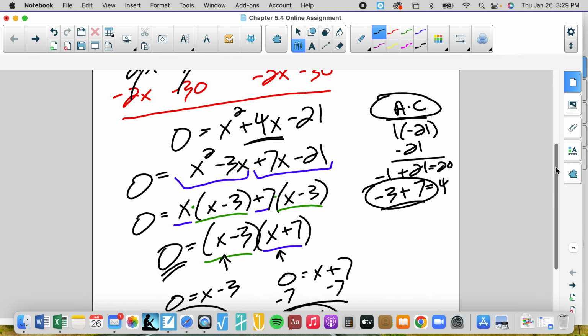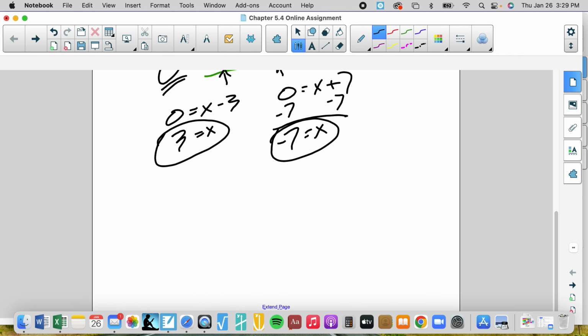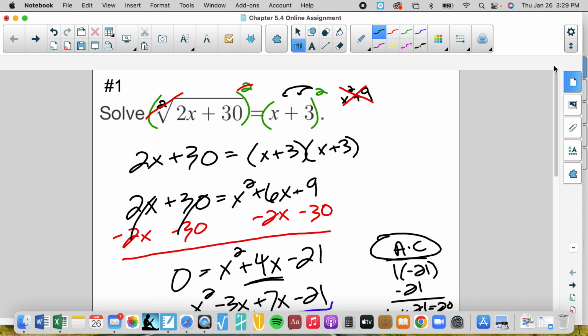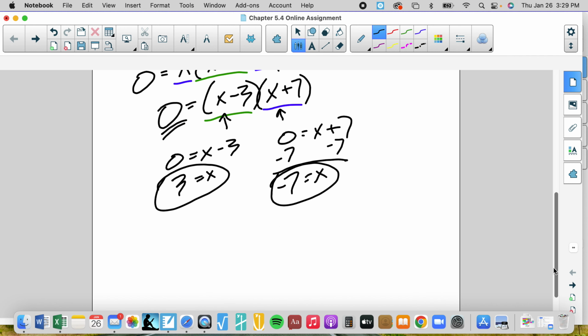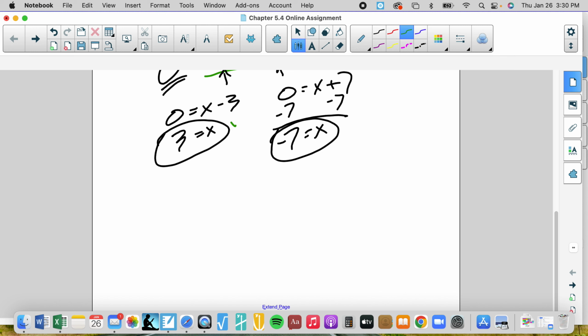Now we can't just assume that both are solutions because there are stipulations. So we want to go back up here and check. My solutions are positive 3 and negative 7. If we plug in a 3, we get 6 plus 30 is 36. Square root of 36 gives us 6. If we plug in 3 here, 3 plus 3 gives us 6. So that solution works. We know 3 is definitely a solution.